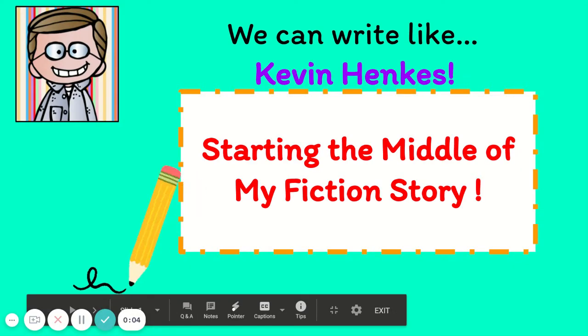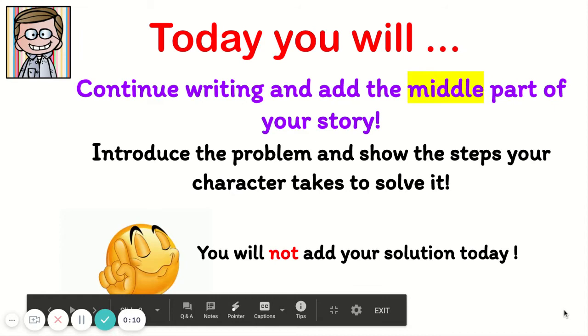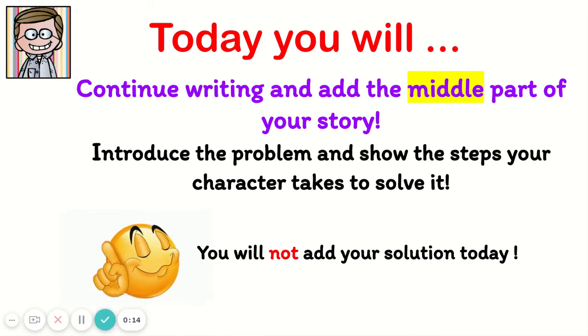Today we're going to continue writing like Kevin Hanks by starting the middle part of our fiction stories. Today you will continue writing the middle part and introduce the problem and show the steps your character takes to solve it, whether you showed one step or two steps in your plans. And remember, you will not add the solution today.